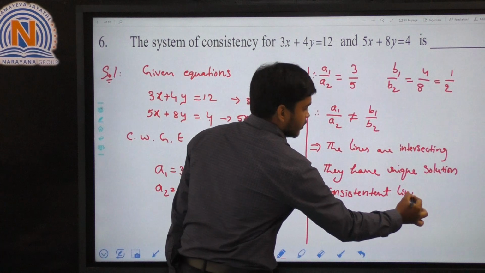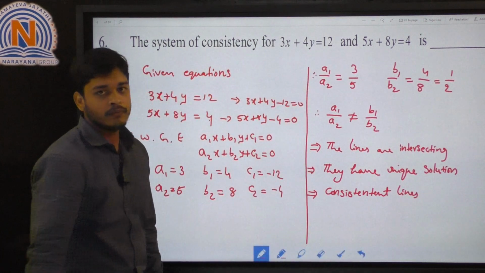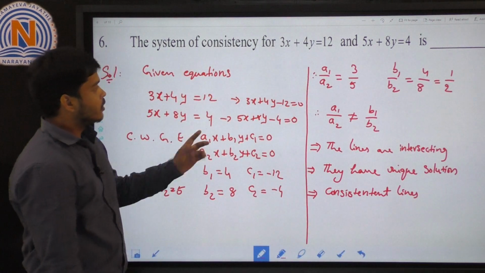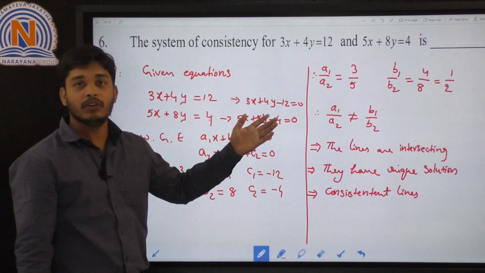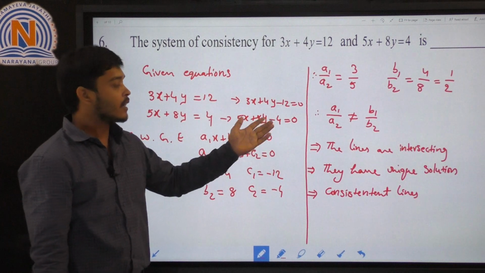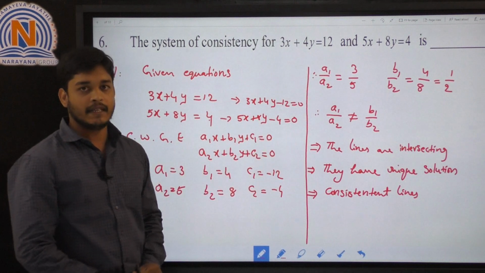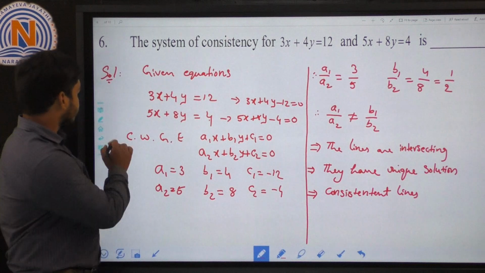Consistent lines. So consistent pair of linear equations. Given two lines are intersecting lines and it is having a unique solution, and they are a consistent pair of linear equations. Now the next one.